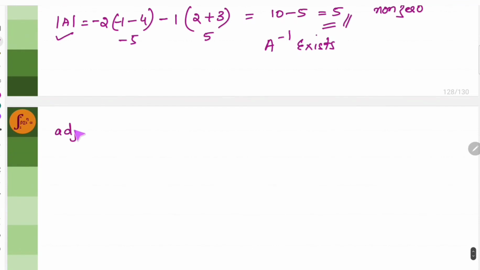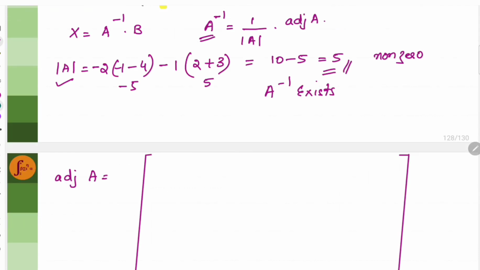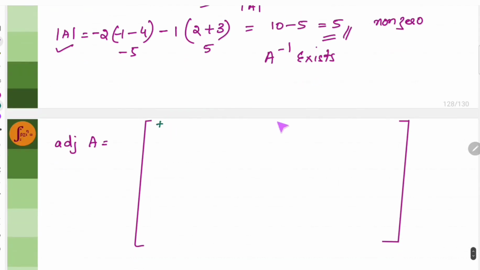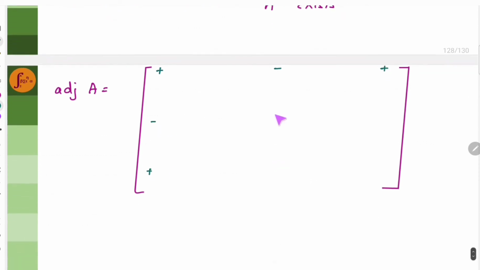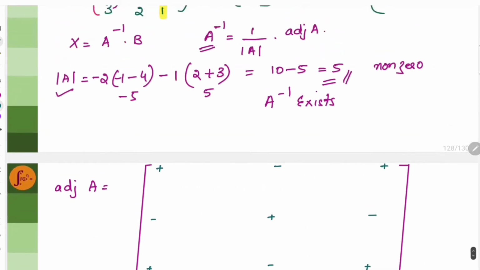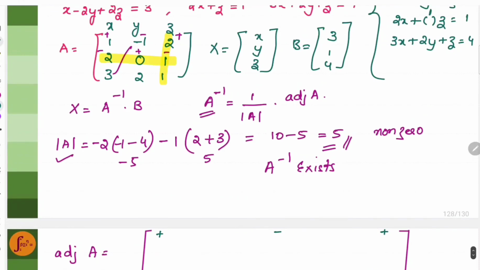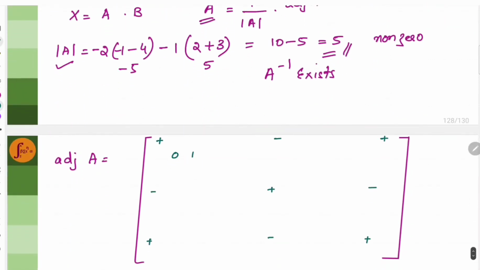Adjoint of A. Now this is 3 by 3, so it's going to be a lengthy step. Let's put the signs first: plus, minus, plus, minus, plus, plus, minus, minus, plus. Now let's put the cofactors. What is the first element we have? 1. The cofactors would be 0, 1, 2, 1.